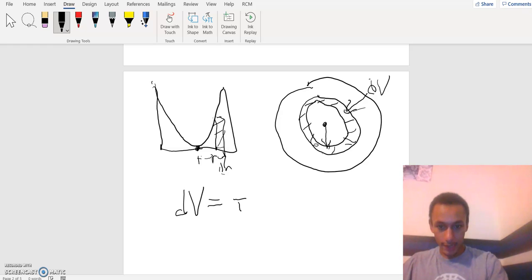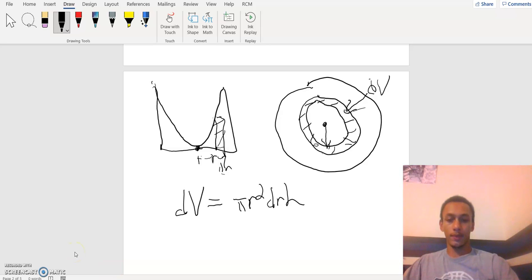So we get pi r squared dr h, where we already know the height at that certain radial position. And I forgot a 2 here. It's on the circumference, so it's times 2 pi r.